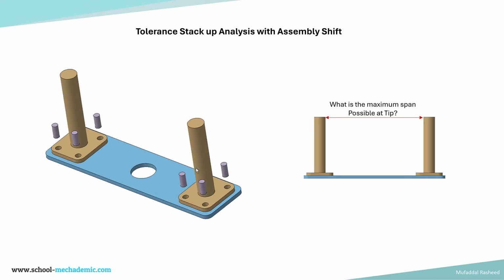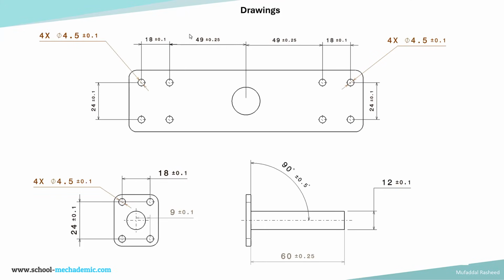Now the problem definition is we want to find out what is the maximum span, the maximum distance between this point and this point in the worst case in assembly. What is the maximum span possible at the tip? So we will do a worst case tolerance stack-up analysis and find out this specification. The first thing is we will have a look at the drawings. What is the data available with us?